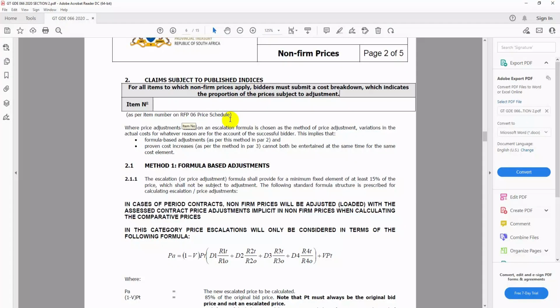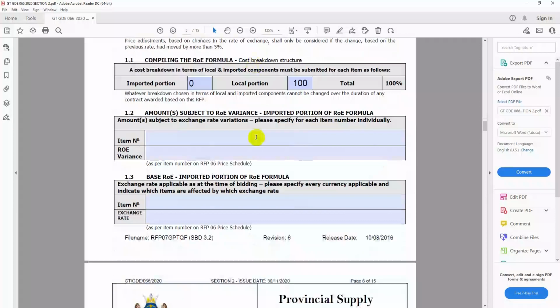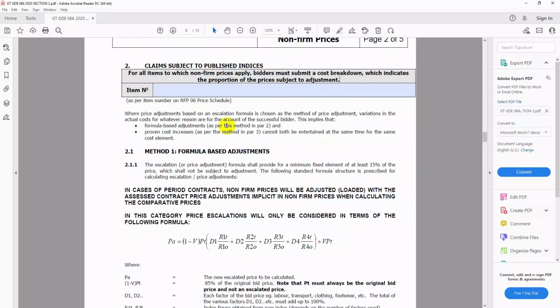But remember, if you chose that your prices are fixed for the full period of this project, then you are not going to be putting items that will need price adjustment here. But if you said no for the full period of 3 years, then you'll put those items that you need price adjustment on. And here they are giving you formulas. It's a formula, it's a method for price adjustment.